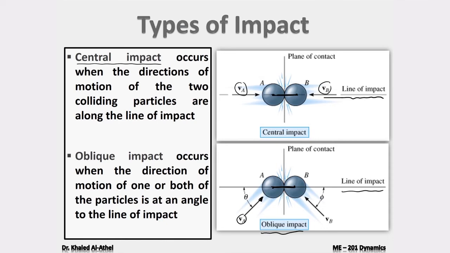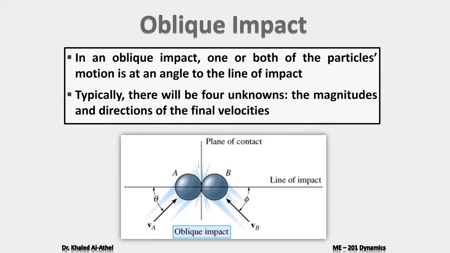Now, we need to give a name to the line that is perpendicular to the line of impact, which in this case we call the plane of contact. Keep the name in your mind because we are going to use this terminology. So, in an oblique impact, one or both of the particles' motion is at an angle to the line of impact. Typically, there will be four unknowns.